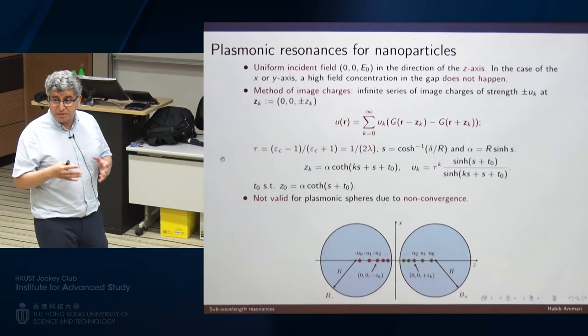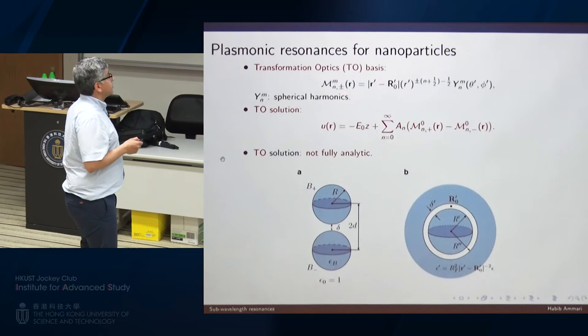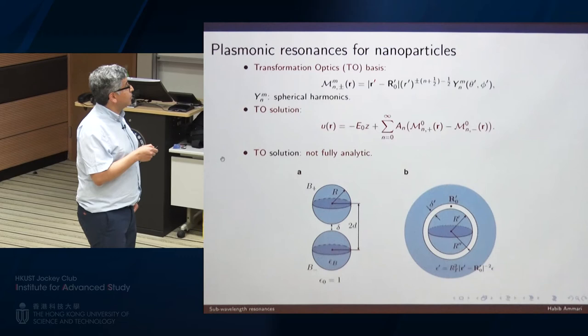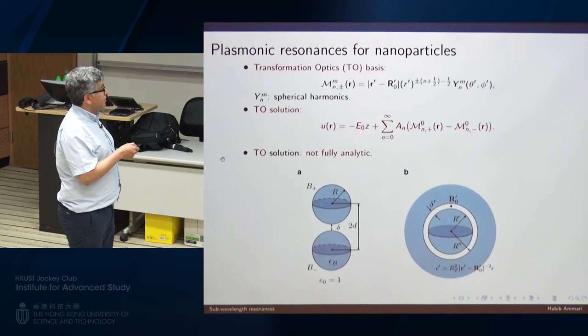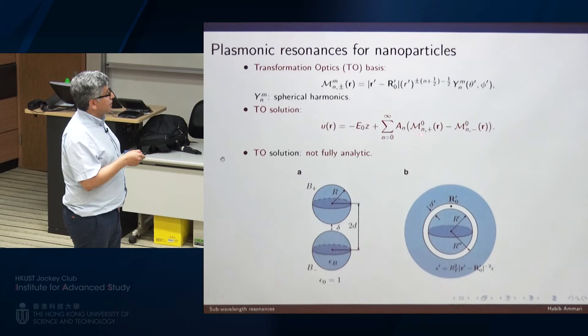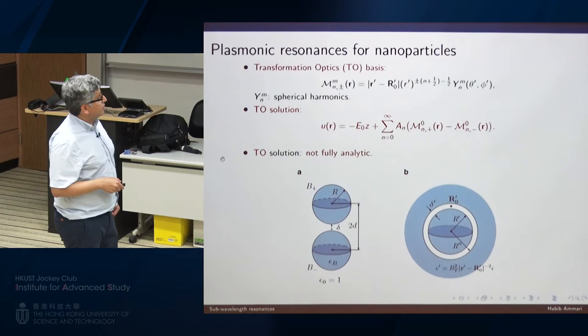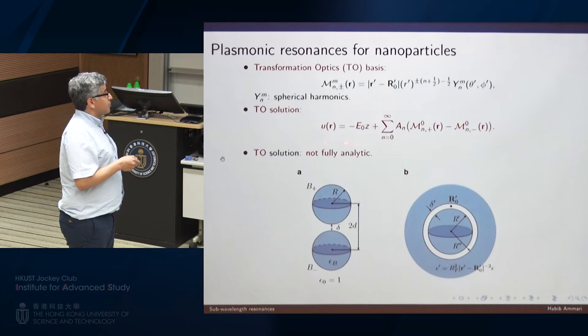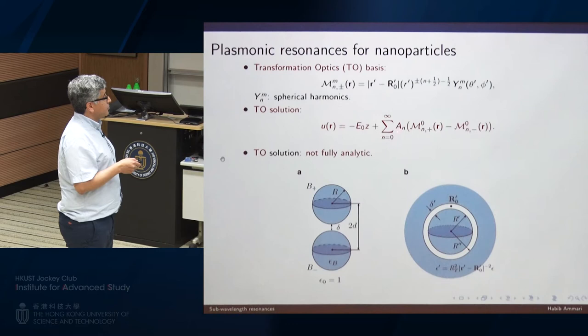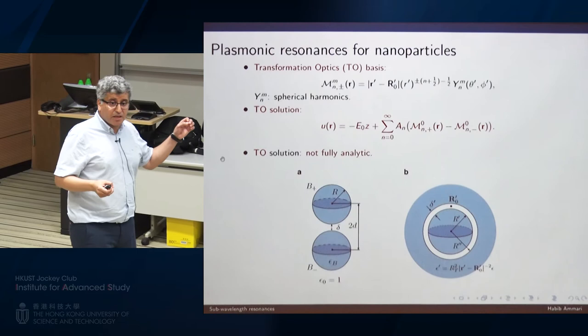Okay. Now, what's transformation optics? Transformation optics introduces what I call the transformation optics basis. This function here, out of the spherical harmonics. And you write the solution as this: this is the background field, the field you are sending. E0 is constant, z is the z direction, times the sum of an, some coefficient, times the difference between these two basis functions. Okay? So this is exact. In order to compute the solution, you need to compute this an, but these an satisfy a tridiagonal system. Okay? So they are not explicit.